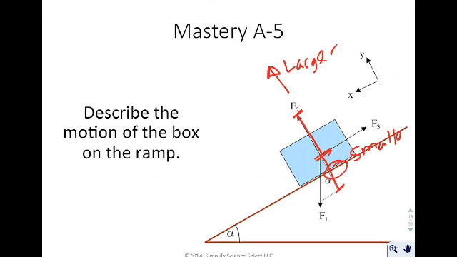Now we also have a force that's moving to the right, and a force that's moving to the left. If you compare those, you would see that the rightward force is bigger than the left force. So I would say that the right force is larger, and so the box would be moving up and to the right, or if you look at it this way, moving up the ramp like that.